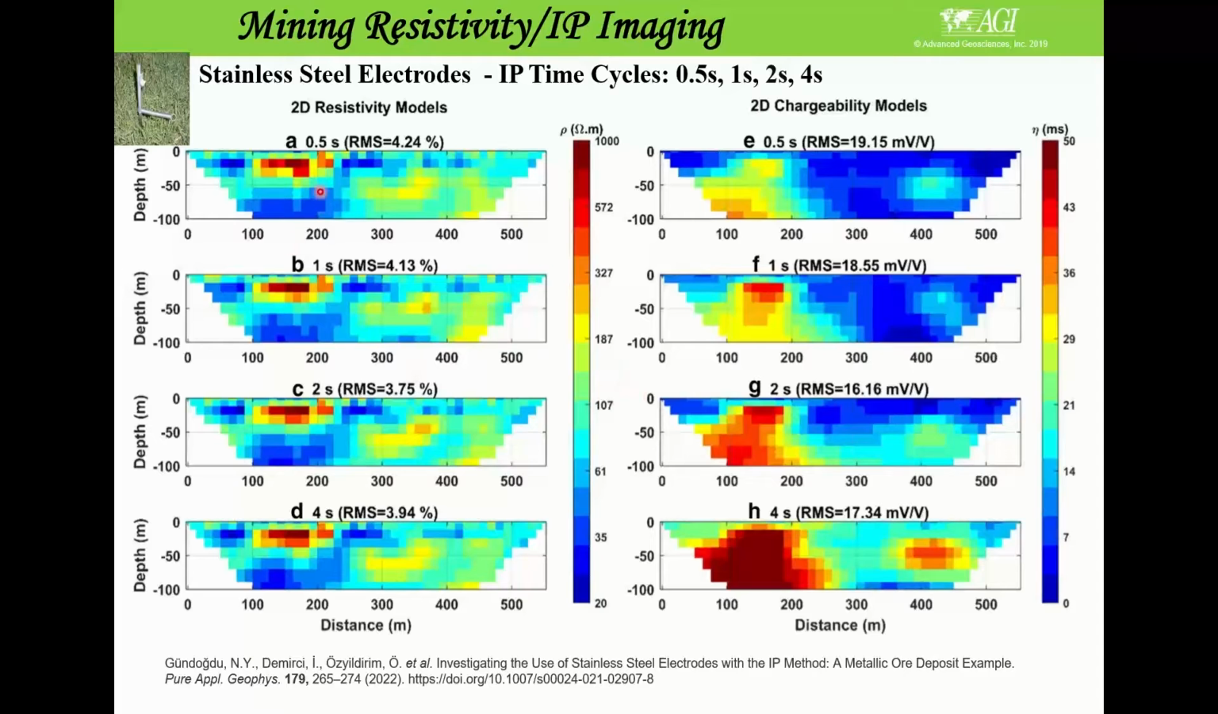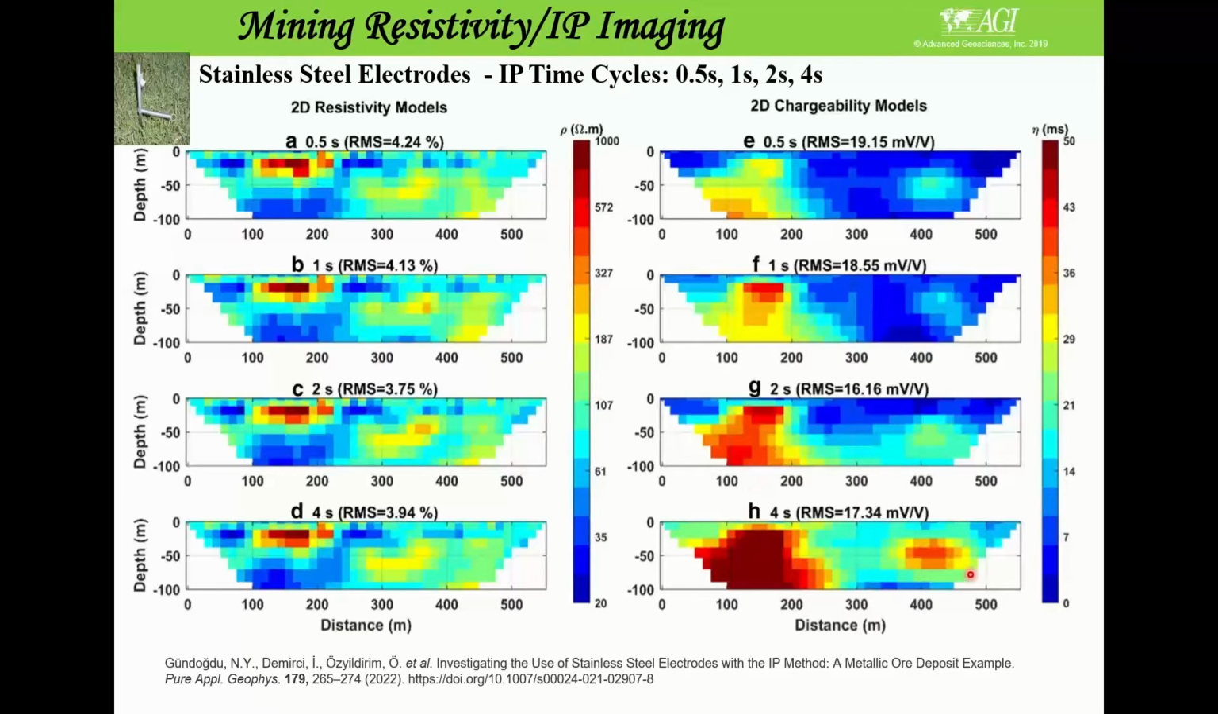You can see that in the resistivity, you don't see differences when I use different time cycles. But in chargeability, you can really see differences. Less chargeability is lighter, and darker colors are stronger chargeability values. Even at 4 seconds, the weak anomaly becomes more visible. So again, 2 seconds is the optimum you can use.